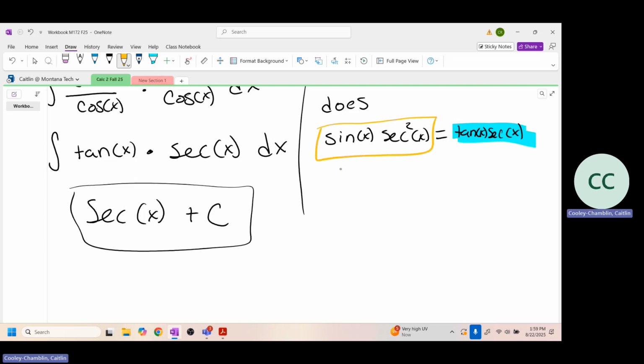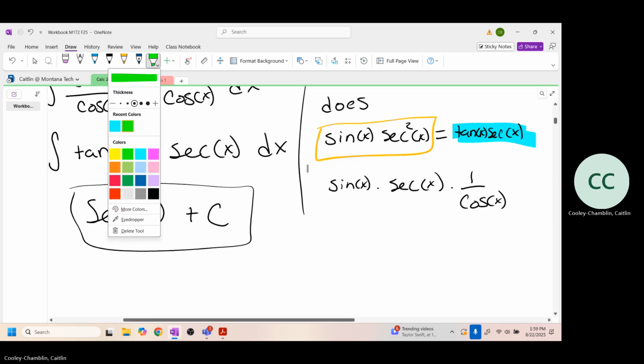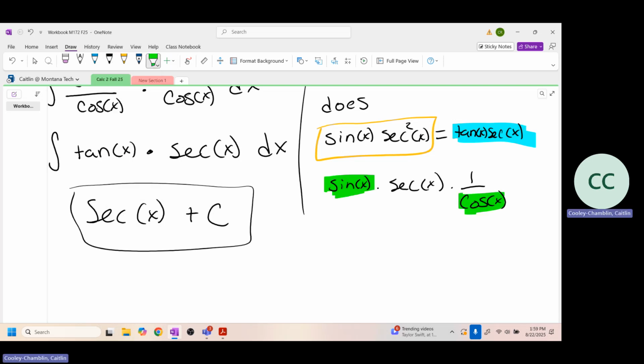And it can if I change this to sine of x times secant of x times 1 over cosine of x. And then I group this sine of x and cosine of x for a tangent.